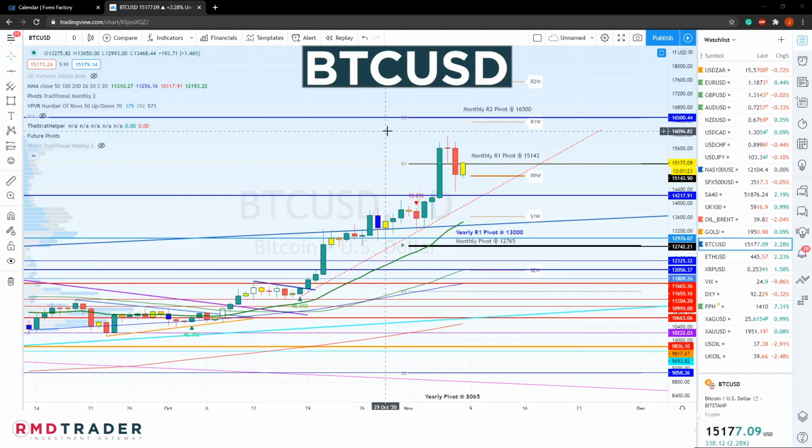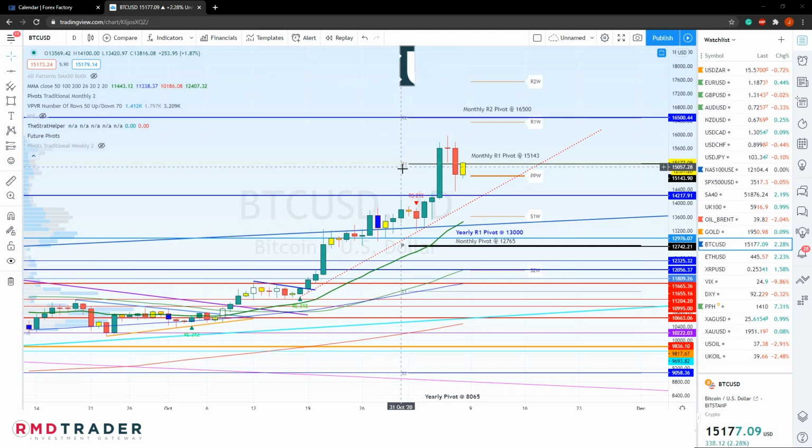And finally, we conclude once again with Bitcoin. Last week was another impressive week for Bitcoin, with price making a new high for the year in between the monthly R1 and monthly R2 pivots at 15,968. Obviously, the trend remains very bullish despite a pullback on Friday. There is support at 14,200, and that is where we had this horizontal support as well as this diagonal support, and that means we still have some scope for a move higher towards the monthly R2 pivot at 16,500.